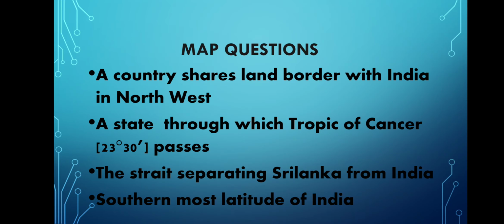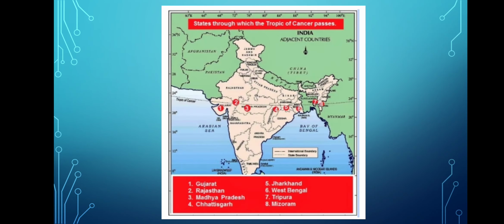Now let us discuss some questions. These types of questions will come in the examination, maybe some indirect or direct questions. First of all you have to know the answer to the question, then you have to point it on the map. So here are some sample questions given. You can practice these types of questions. Suppose a country that shares a land border with India in the northwest. In the northwest many countries are there. So which country is sharing the land border?